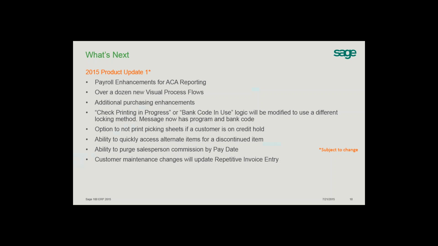And then what's next? 2015 already has its first service update. It's not necessarily more for patches, but it was for functionality that was added into the system. So the ACA became part of it. It added a bunch of new visual process flows into the system. And then it gave you the ability to not print pick sheets if a customer is on credit hold. So before, in the past, pick sheets, you could still override that. Well, now you have the option to not print a pick sheet if a customer is on credit hold.